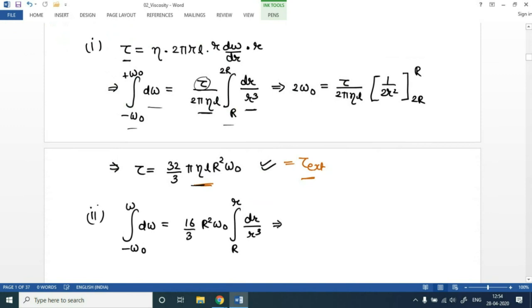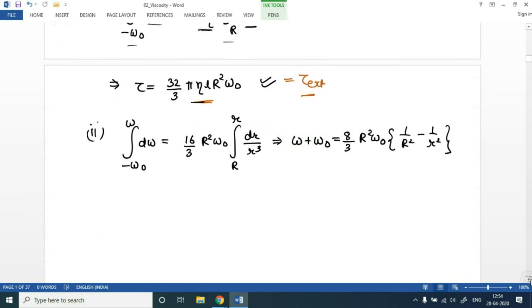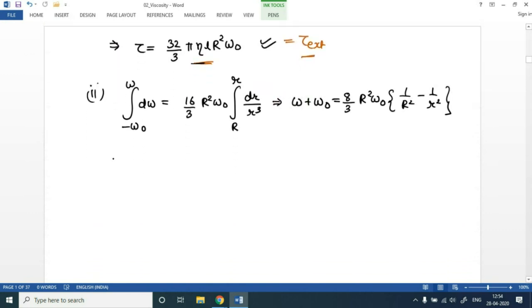So solving this, the left hand side will become omega plus omega naught, and that will be equal to 8 by 3 r square omega naught into 1 by capital R square minus 1 by r square over here. So this is what we will be getting. Now the value of omega, by rearranging this, what we will be getting over here is nothing but omega naught by 3 we can take common, and that would be 8 r square by r square minus 5 over here.